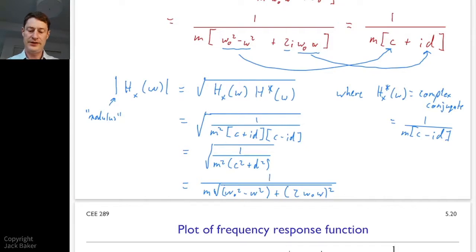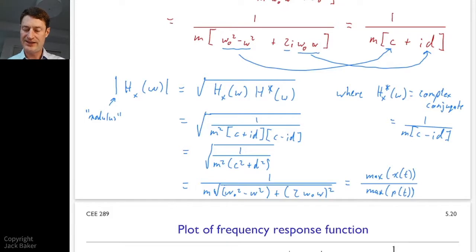Okay, so we made it. And that modulus that we just solved for here is equal to the max of x of t divided by the max of p of t. Okay? So it gives us the amplitude of the biggest value of this ratio.